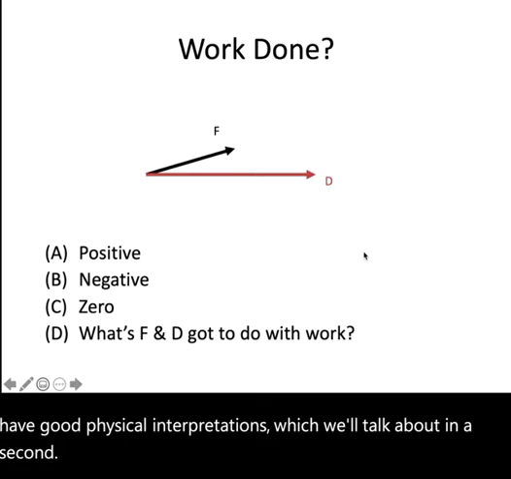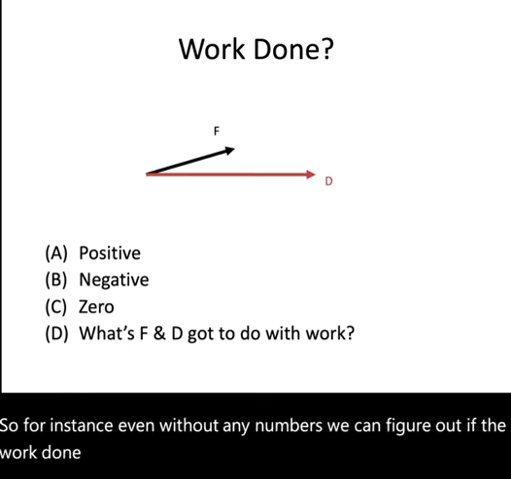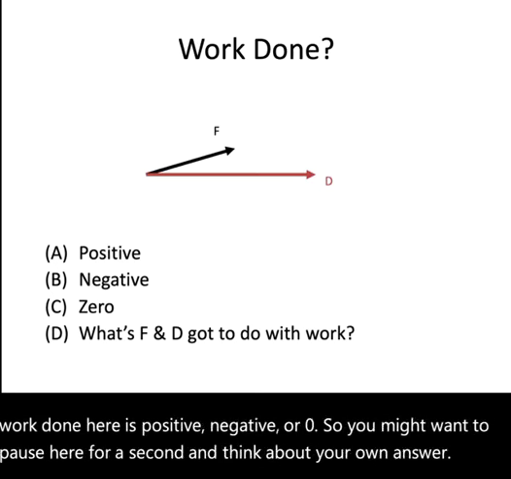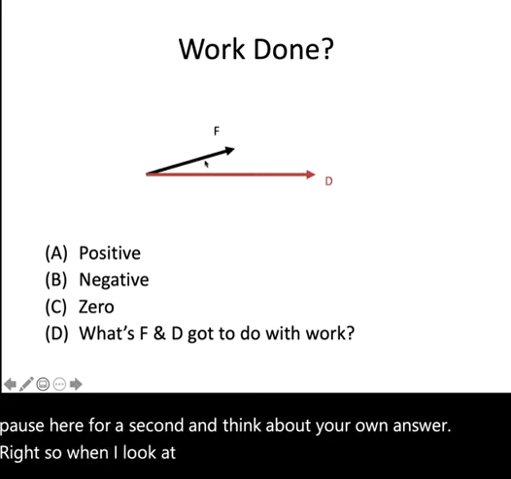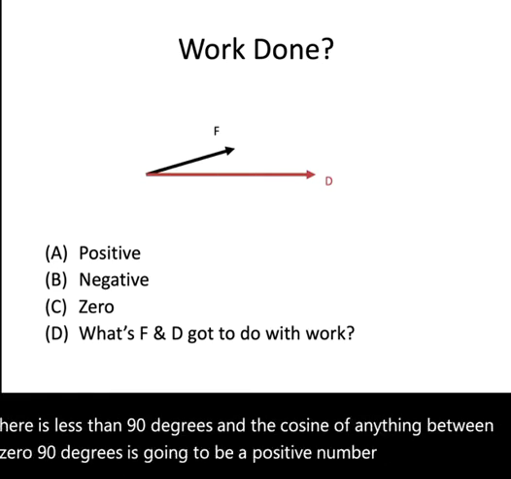So, for instance, even without any numbers, we can figure out if the work done here is positive, negative, or 0. So you might want to pause here for a second and think about your own answer. Right, so when I look at this, I say, formally, I can see that the theta here is less than 90 degrees, and the cosine of anything between 0 and 90 degrees is going to be a positive number, and so therefore the answer is going to be positive.